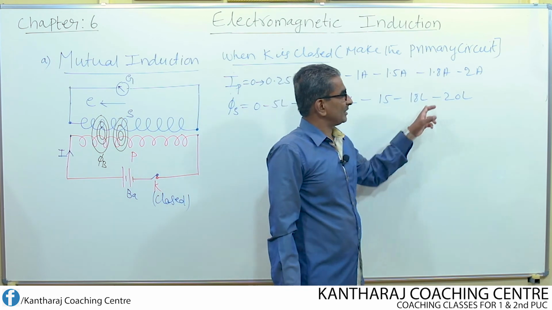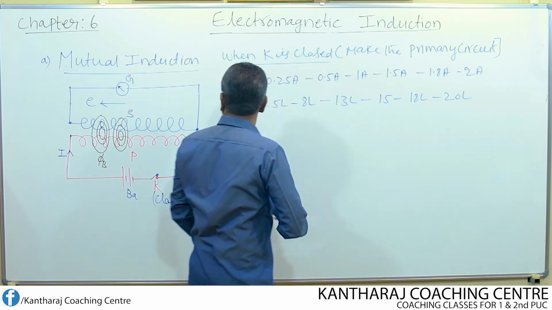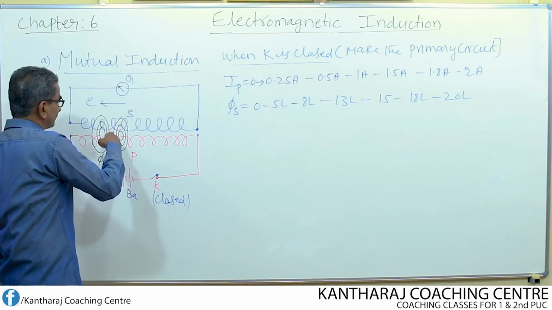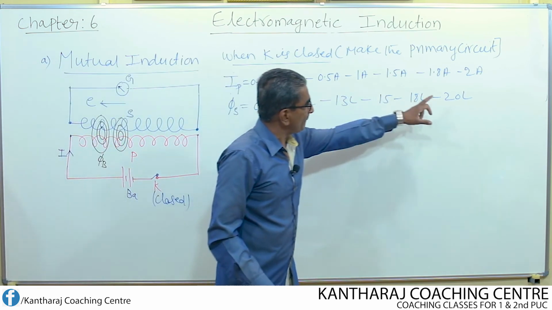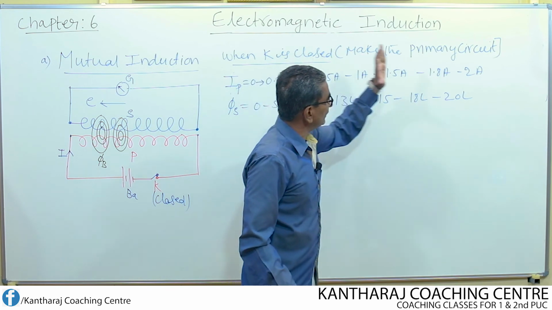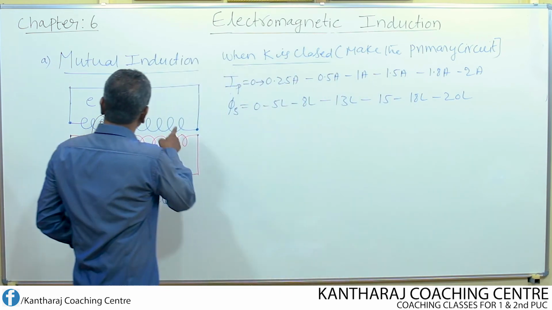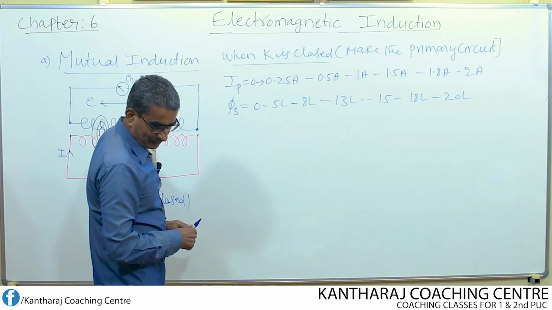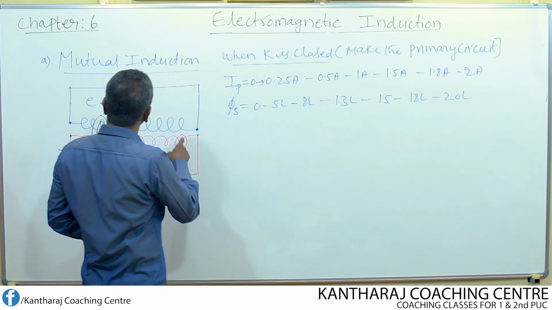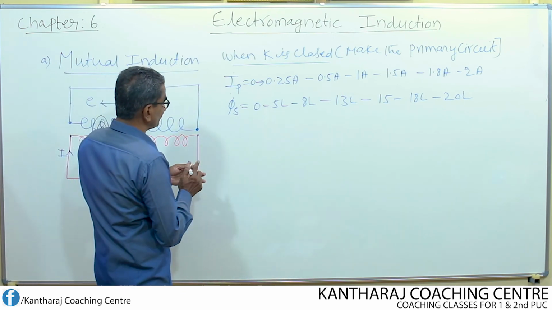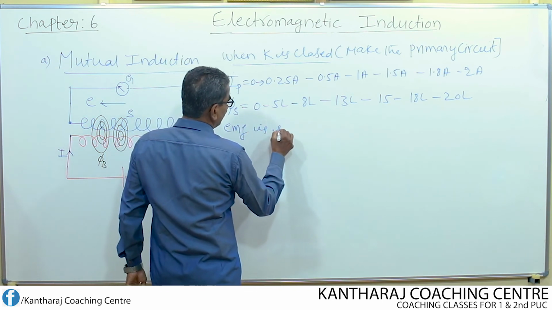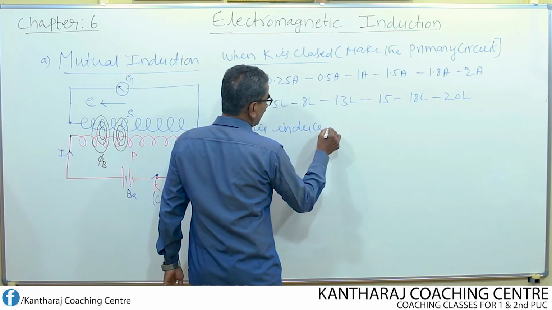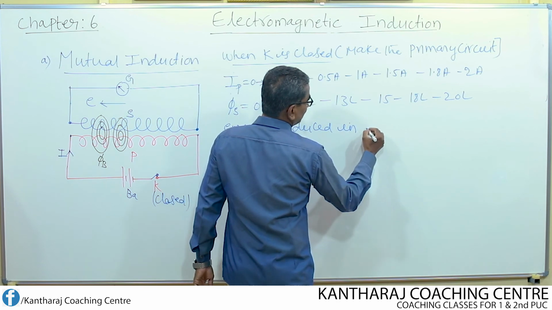Up to 2 ampere, the magnetic lines of force, that means the magnetic flux linking with the secondary, keep increasing from 0 to maximum along with the increase of current. Once the flux change takes place in the secondary, an EMF is induced in the secondary. Now, EMF is induced in which coil? Induced in secondary.